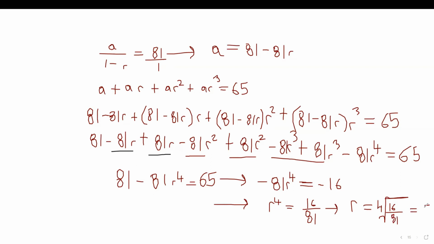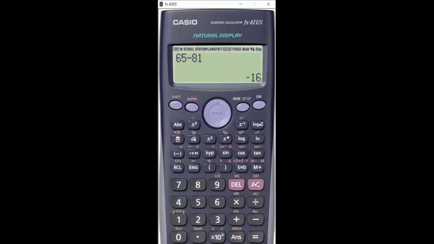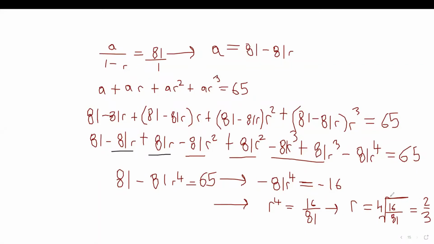Now let's verify if I'm telling you rubbish. I know the fourth root of 16 is right. So let's check it out. It's this one, the fourth root of 16 over 81. See it there, 2 over 3. Yeah, that's R, 2 over 3. Nice. So now that we have R, Marika, now we can find A.